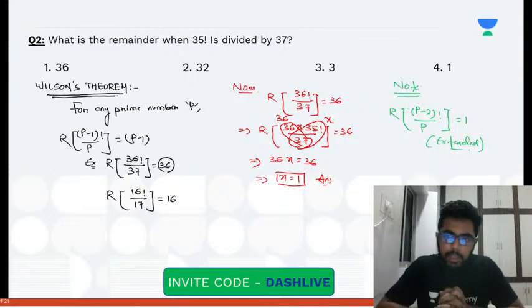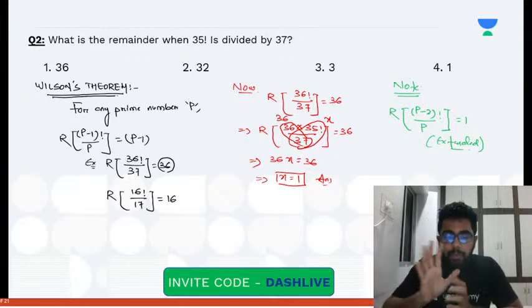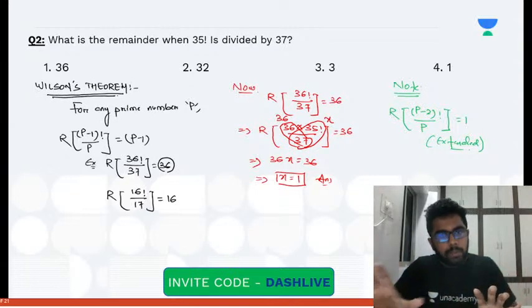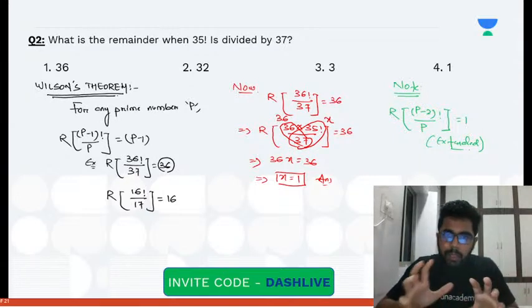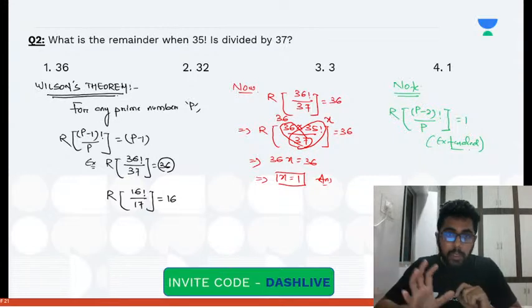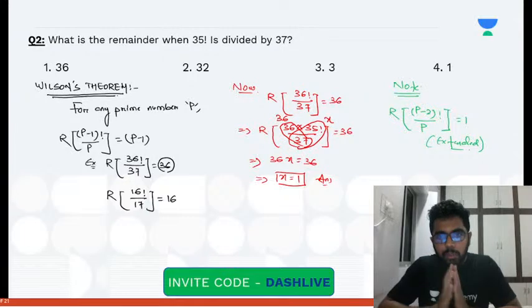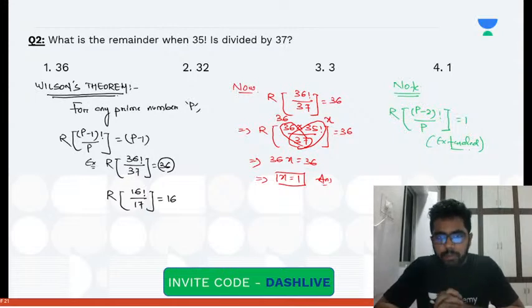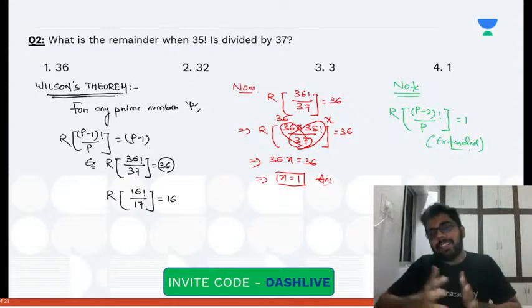Correct, yes, Anurag, correct. So how are we deriving this? 36 factorial, I can write as 36 into 35 factorial. Now 36 divided by 37, you can see the remainder is 36, and 35 factorial divided by 37 is what you want to find. So let that be x. So I can easily see there's an equation: 36 equals 36x, so x is equal to 1. So this is like extended Wilson's.